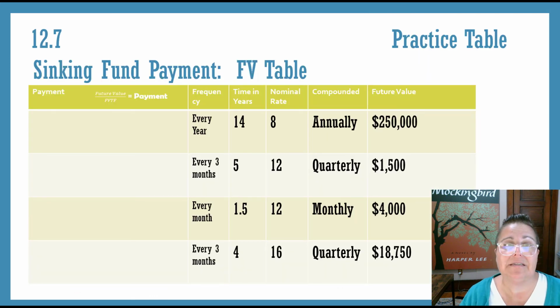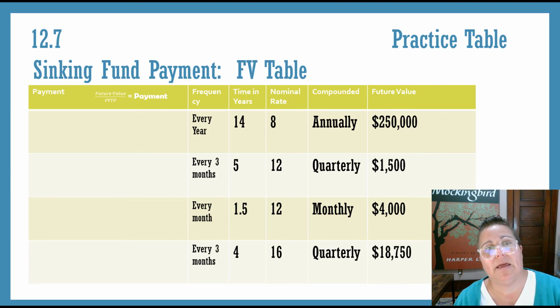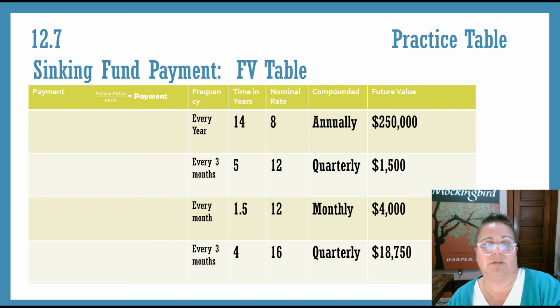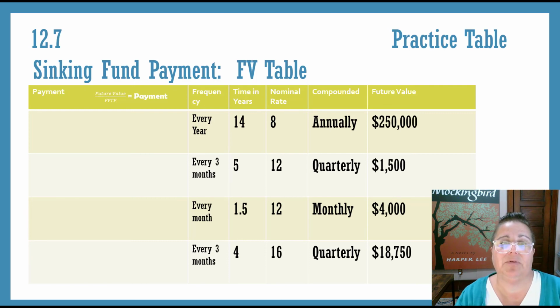I have a practice table here available for you. I will go through the first problem, maybe the second one, but then we'll just leave it for you to go. So in this particular example, the future value of the account is to be $250,000. We know the goal amount. The interest rate is 8% compounded annually for 14 years. So 14 times we'll be able to make a payment.